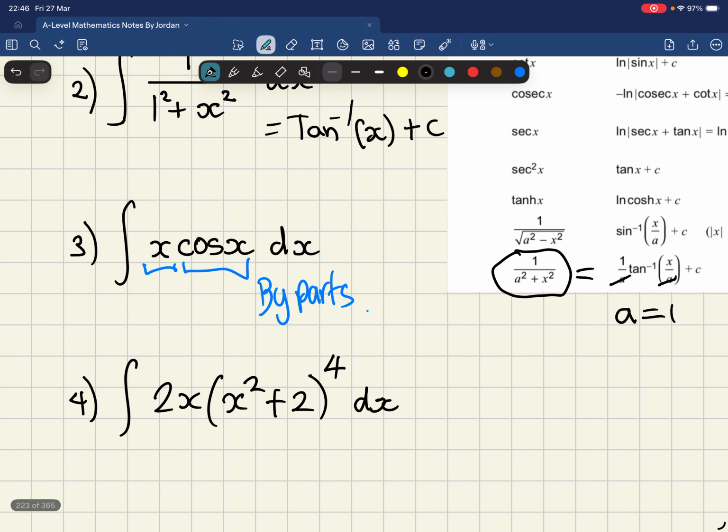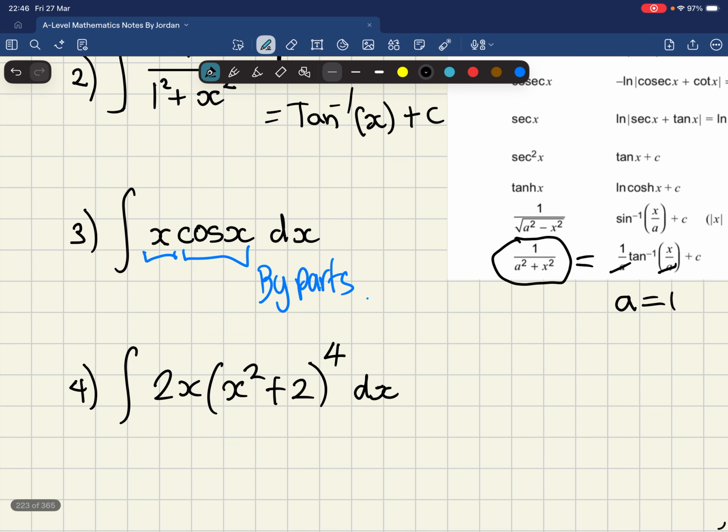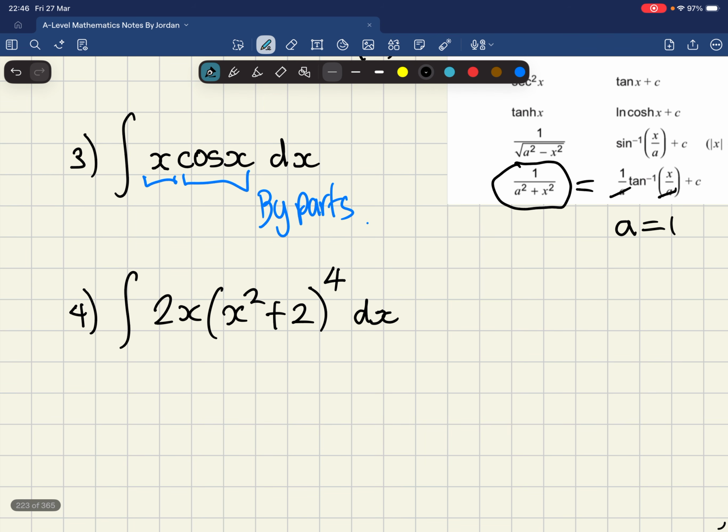And number 4, therefore, would be by substitution. But let's talk about why. The reason it's by substitution is because you will see that we have this function here, and if we were to take its derivative, it would be 2x, and that is exactly what you see written in front.